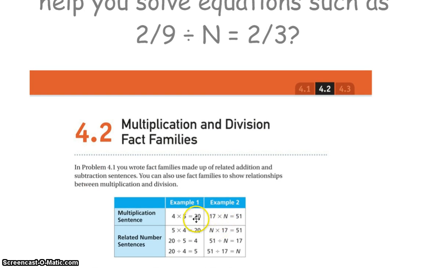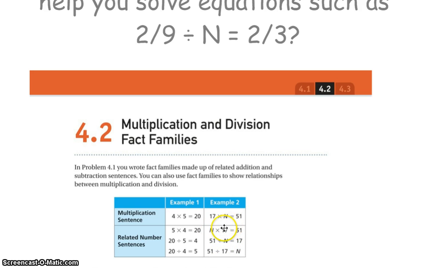at some fact families. An example of whole number fact families would be that 4 times 5 equals 20. So we can flip-flop the factors in that sentence to give us 5 times 4 equals 20. Then we take our larger number, our product, and we move it to the front, and 20 divided by 5 would equal 4, and then 20 divided by 4 equals 5. And the same can be done right here.